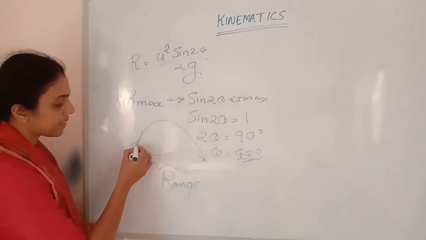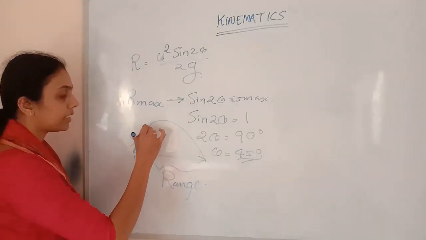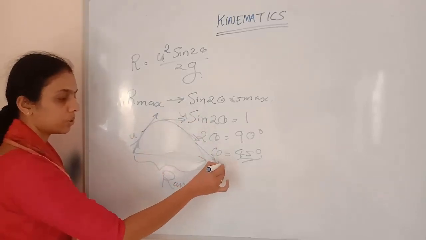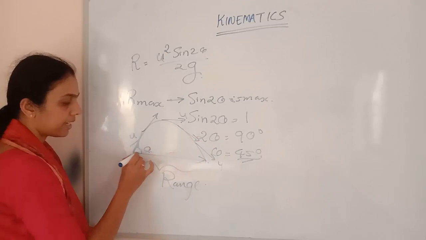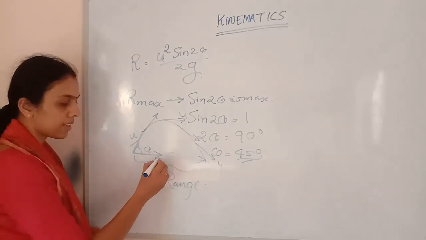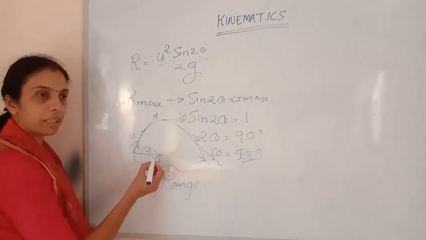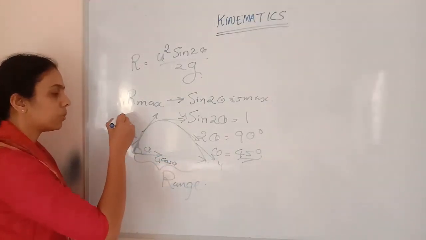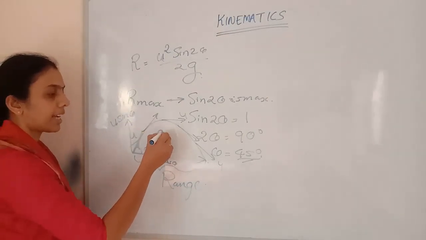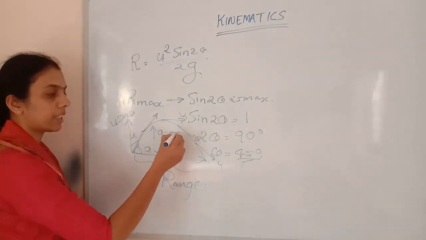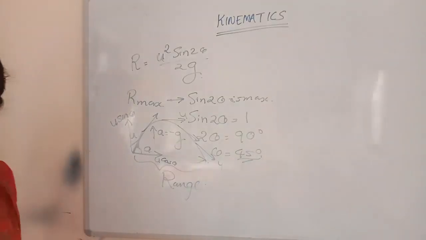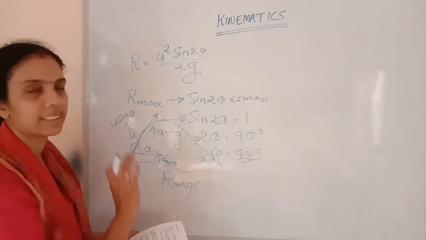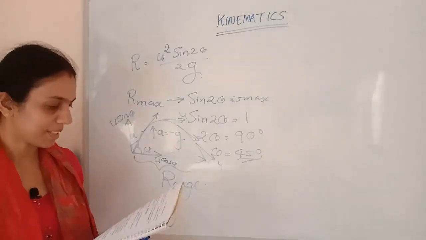The trajectory is like this. This is u, and if we divide it into components, the component near theta will be the cos component, u cos theta, and this will be u sin theta. The acceleration in the upward direction we can consider as minus g. This is the representation of acceleration in projectile motion.